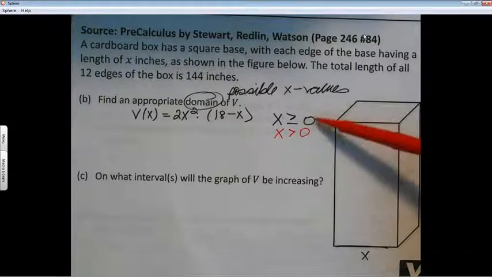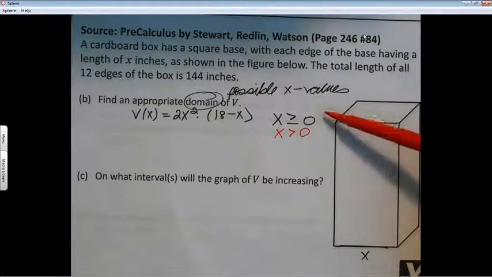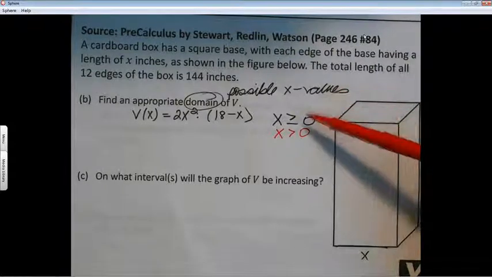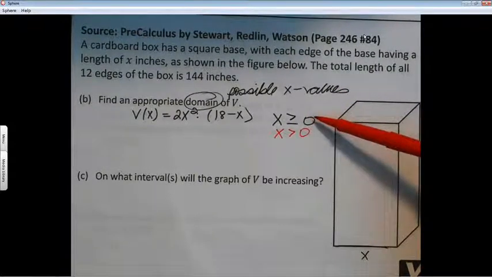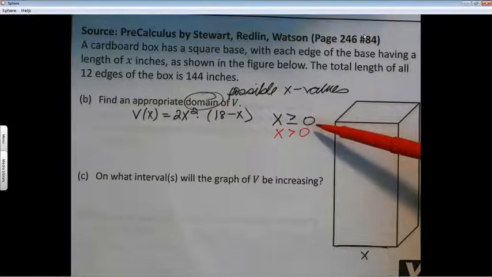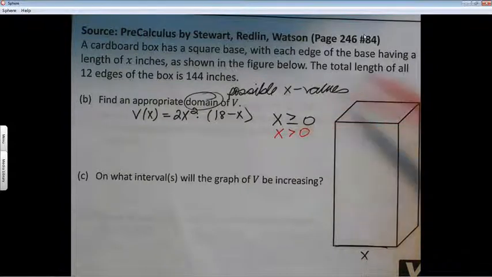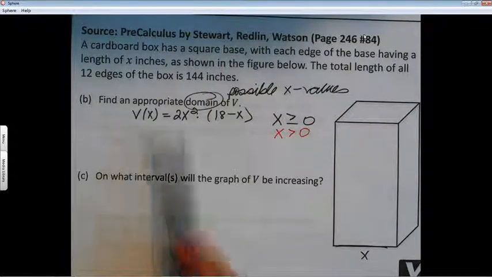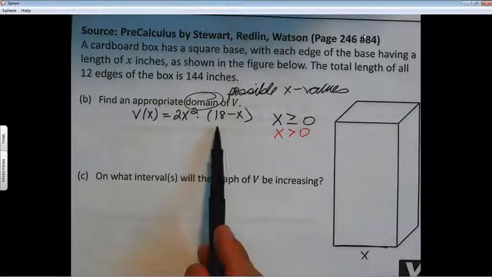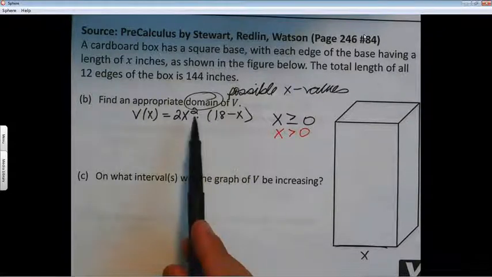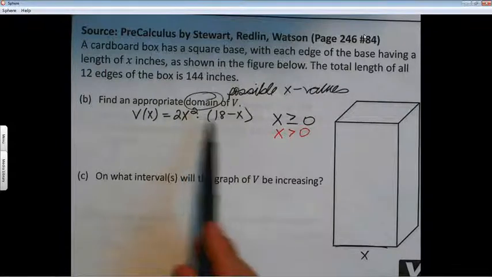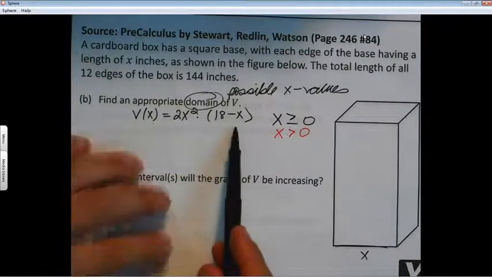Depending on your perspective, depending on what your pre-calculus teacher tells you, some might even be stricter with this and say that x has to be strictly greater than 0, because if x is equal to 0, then the base length is equal to 0, therefore you don't have a box. Either of these is generally going to be accepted on the trimester exams and the unit tests. So that, what we've established, is a lower limit for x. x cannot be anything less than 0.